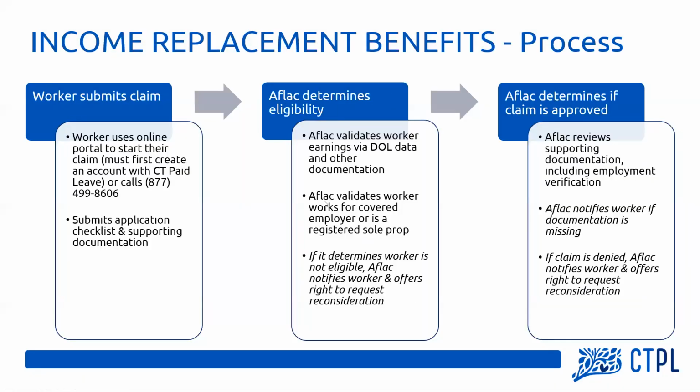Okay, so income replacement, the Connecticut paid leave process. The worker goes online and starts their claim. They also can call a phone number, which is through AFLAC, to initiate the claim if they choose to do so. They need to submit the supporting documentation to AFLAC so they can start with determining eligibility and processing the claim. So AFLAC would validate the salary. They have access to information from the Department of Labor data. They look at the documentation the employee provided, and they determine if the worker is eligible or not.